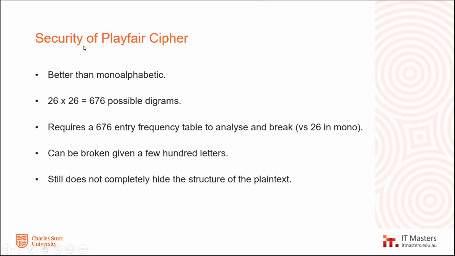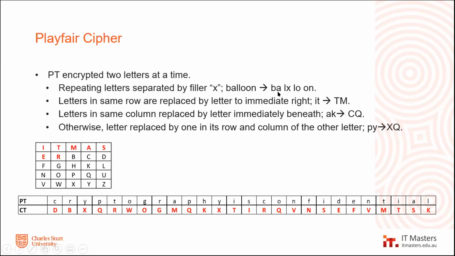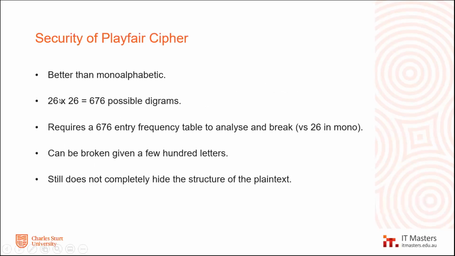All right, so now the security of the Playfair cipher is, as you can see, better than monoalphabetic, because it has 26 by 26. We've got 26 possible letters. 26 by 26 gives us 676 possible digrams, because remember we encipher every 2 letters. So if we've got 26 letters in position 1, and 26 letters in position 2, that gives us 676 possible letter combinations that we could use to encipher.